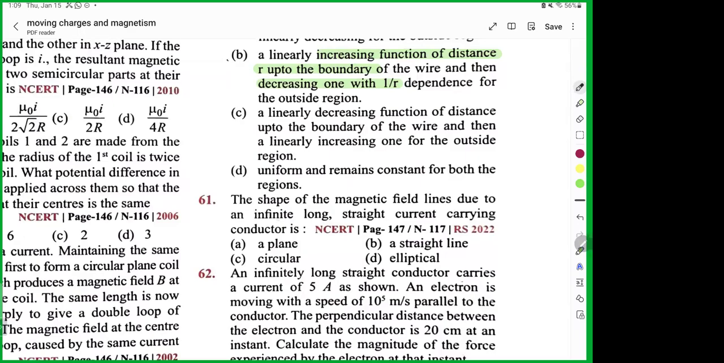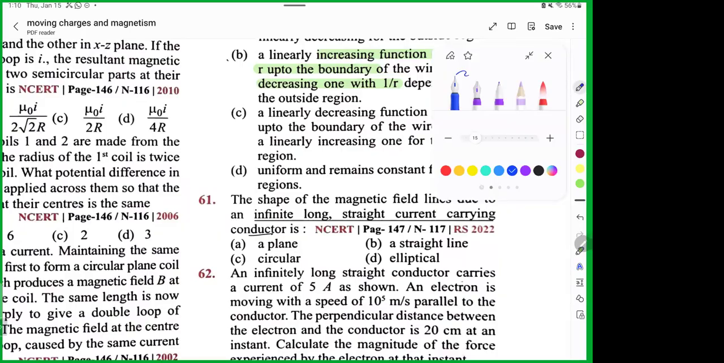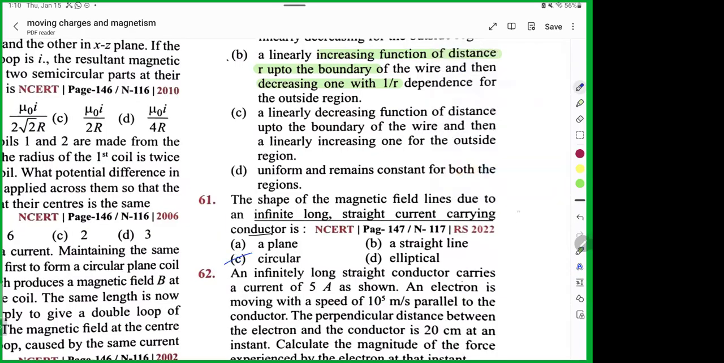Shape of the magnetic field line due to an infinite long straight current carrying conductor will be? C, circle. Why? Because if you take any long wire like this, then around this you will have this circular surface. Circular. Correct.